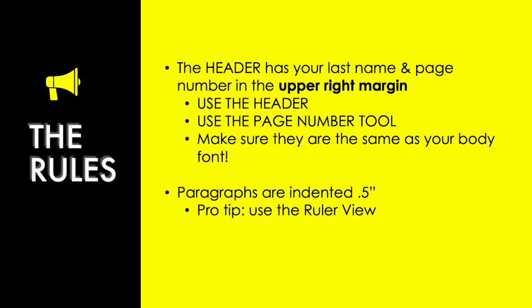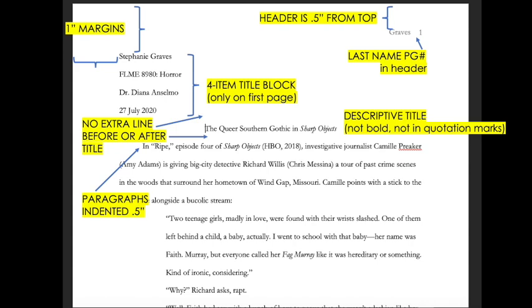So, pro tip. And the last rule that I'm going through in terms of page layout is that paragraphs, which you should have, are indented 0.5 inches. The easiest way to do that is using the ruler view. Again, when I show you how to set stuff up, we will go through that. All right, so let me show you an example of how this looks on a page. This is an essay that I wrote over the summer. So this is in MLA format, and we'll go through and look at the different parts.